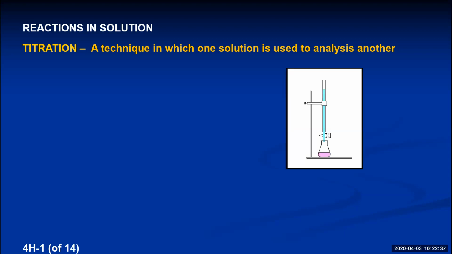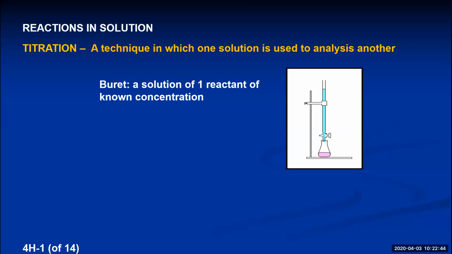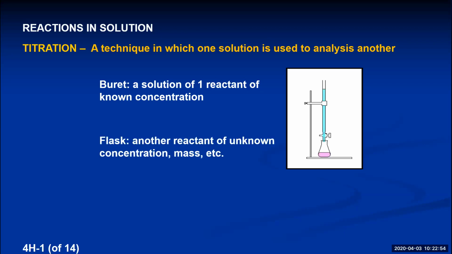One is a long, thin tube, which in the picture is holding the cyan-colored solution. That's called a burette. Usually, this piece of equipment holds a reactant of known concentration. Below that, we put an Erlenmeyer flask with a second solution, and usually this one contains a solution that has an unknown concentration, an unknown mass, something we're trying to figure out.